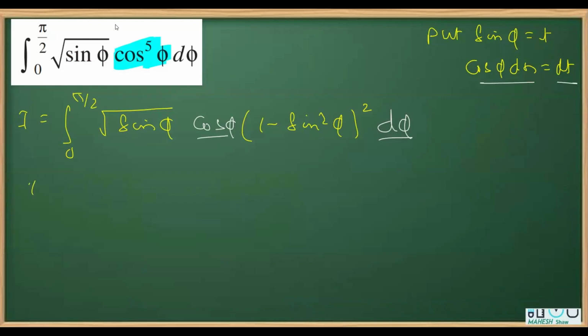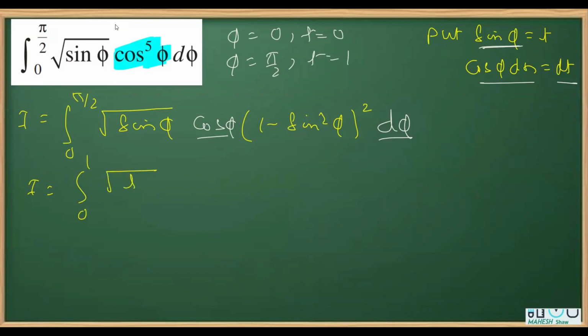So now after substitution, since we are doing substitution, the limits would also change. Now when phi is 0, that is the lower limit, sine 0 is 0, so t is 0. And when phi is pi by 2, that is 90 degrees, sine 90 is 1, so t is equal to 1. So now the limit will change first. 0 remains 0 and pi by 2 will become 1.